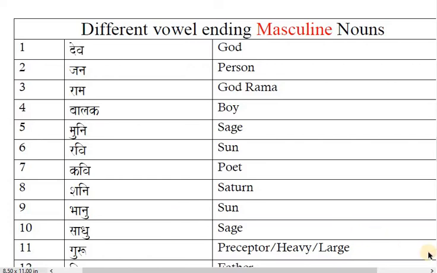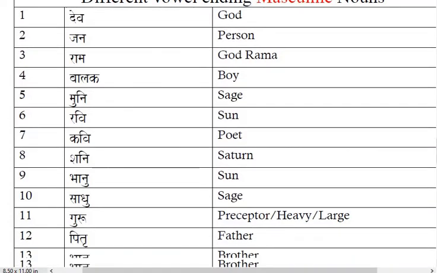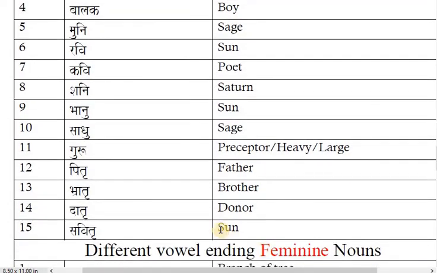Then here number 9, 10, 11 ending with U sound. Bhanu, Sadhu, Guru. You see the meaning also. Bhanu means sun. Right? This is also masculine. Now here number 12 is Pitru ending with Ru sound, means father. 13 Bratru, brother, Ru ending. Datru means donor, ending with Ru. Savitru means son, ending with Ru.